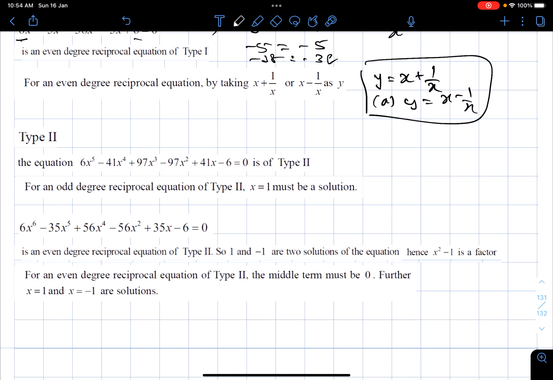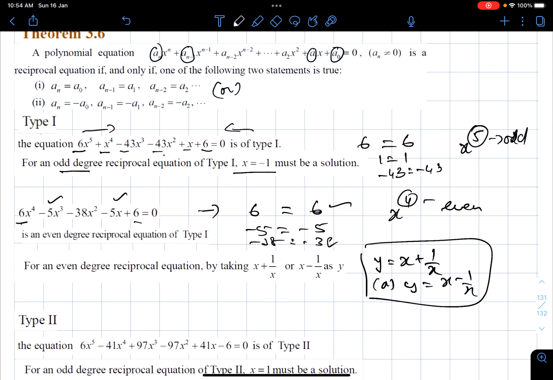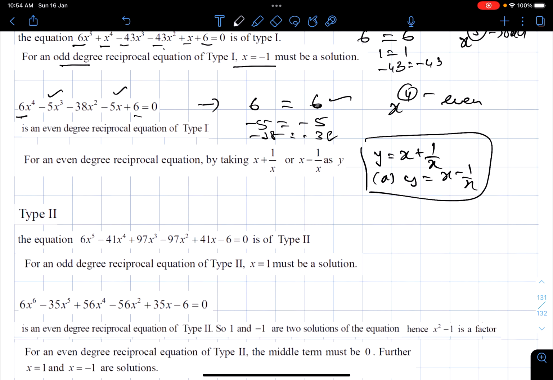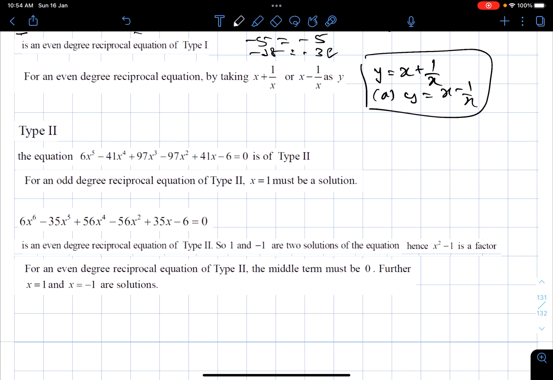Okay, what is type 2? Here they have mentioned, isn't it? This way, a n equal to minus a naught, a n minus 1 equal to minus a 1, this comes under type 2. Okay, so we'll see the type 2. Here they have given an example, 6x power 5 minus 41x power 4. Okay, so what is the first term coefficient? 6. And what is the last coefficient? Minus 6. Similarly, you take the second one.